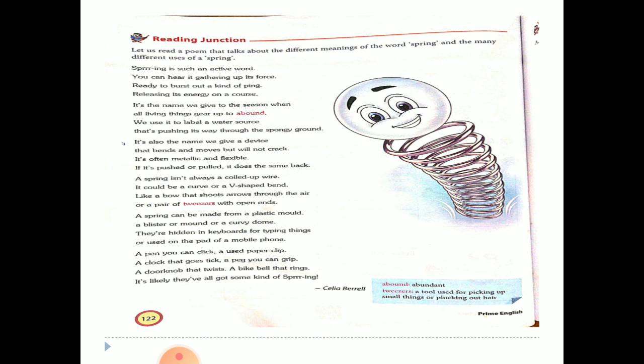A bike bell that rings. Everyone must be having a bike in their home. Then there is a ring and sound, and the bell is also having a hidden spring. It's likely they have all got some kind of spring in them. Now here the poet is saying that spring is used in all our daily life. It's only that we have never noticed. So what you have to do, student, today you all will notice what all other things in your home are made from spring only.